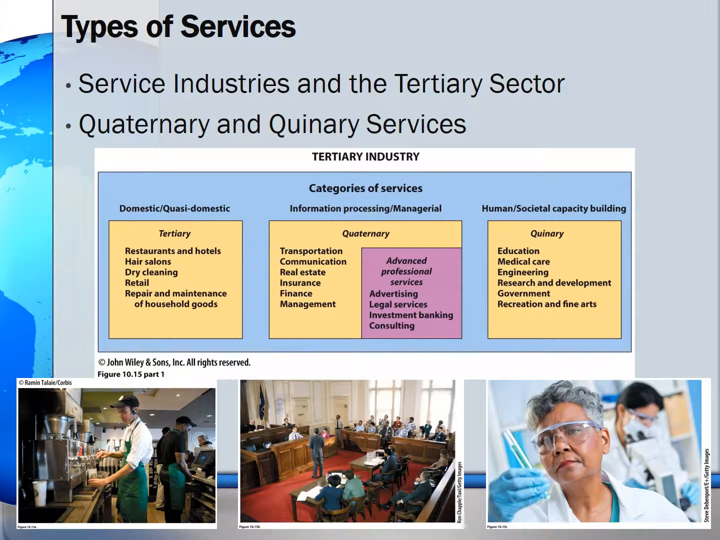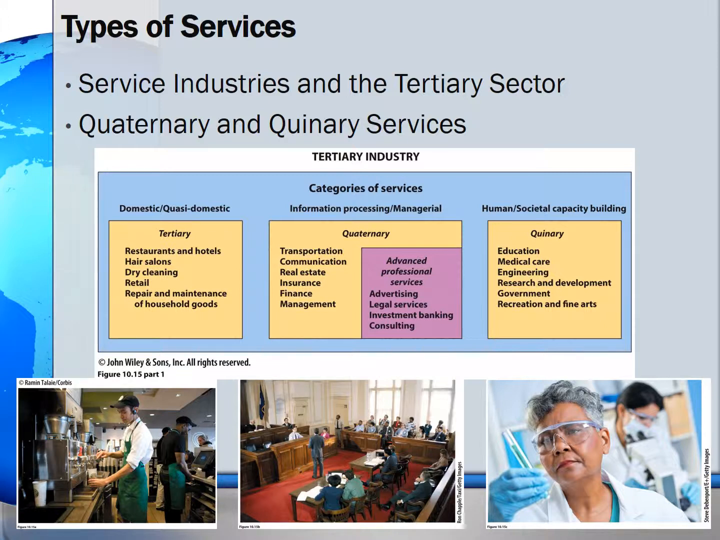In the tertiary sector, services are geared towards retail and the consumer. The photo on the left shows a barista preparing a beverage as an example. In the quaternary sector, services help improve business efficiency, such as advanced professional services, including legal services, as shown in the middle photo.